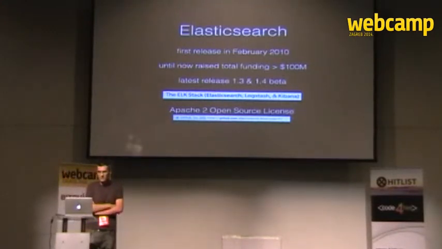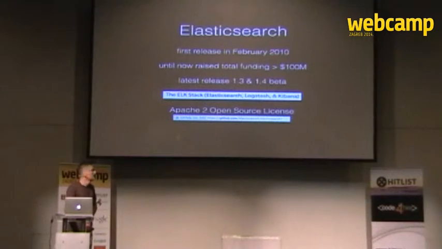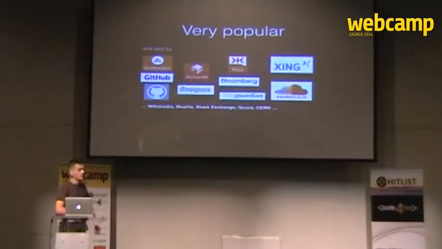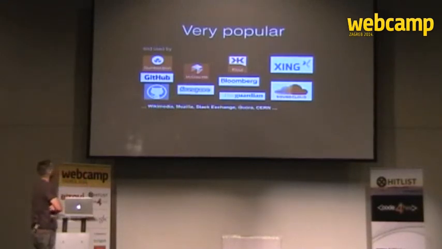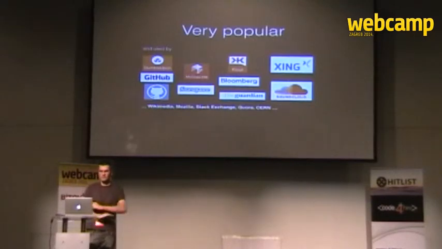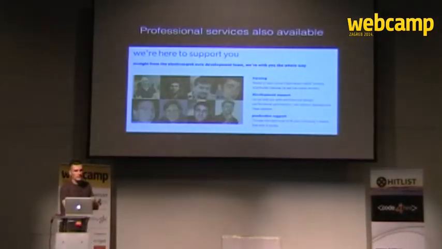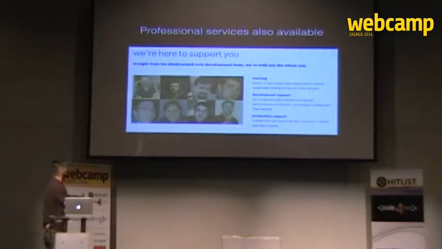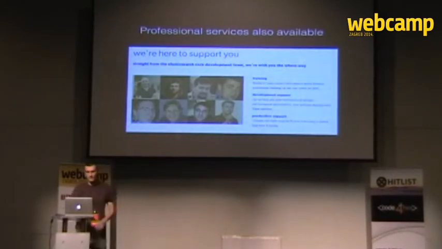These two are, as I know, commercial products. And Elasticsearch is open source. It has a liberal Apache open source license. You can find the sources on GitHub, and it is very popular. It is used by very famous companies, starting from Wikimedia, Mozilla, Stack Exchange, Quora, GitHub, and so on. They also provide professional services, which is also very nice to have for very serious companies.